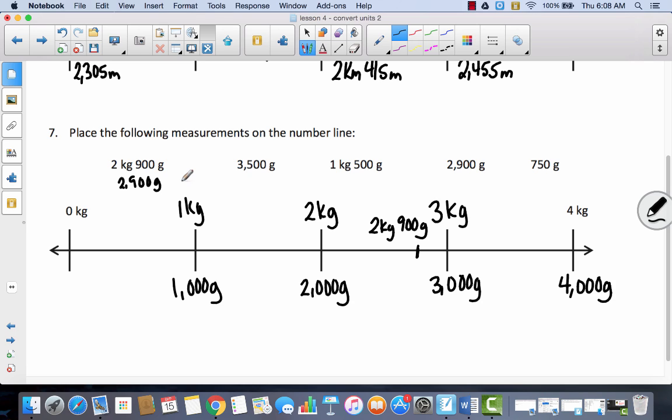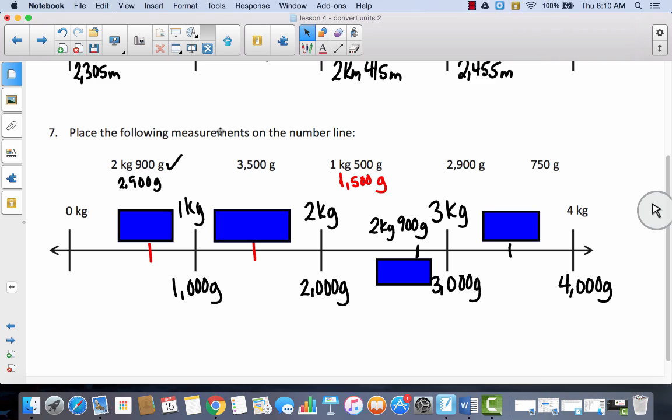900 grams. If you feel like you can do these next 4 by yourself, I'd like for you to pause the video. I'm going to go ahead and pause my video too and do the rest. I'd like for you to pause the video and try to do at least these 2 that are grams or these 3 that are grams by yourself. I think you can do it.